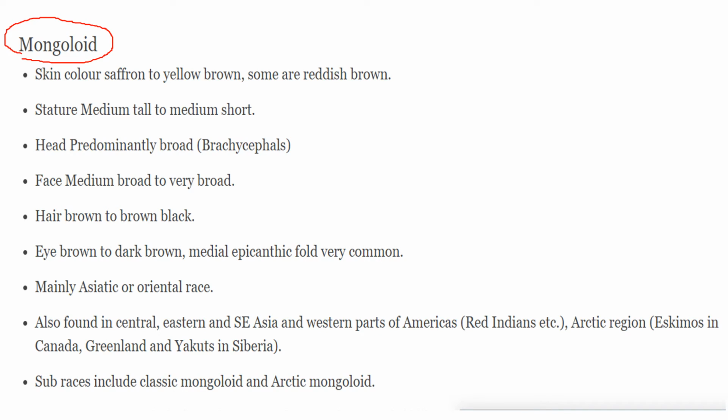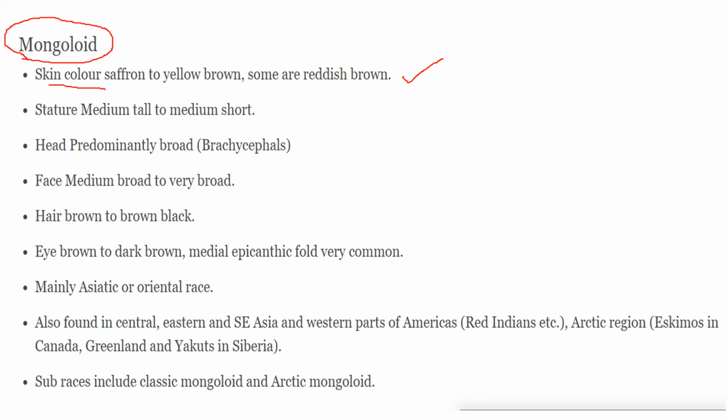It is Mongoloid. And what are the characteristics of this Mongoloid type of race? We are going to focus on that. Firstly, the skin color of this type of race is saffron to yellow brown, and some are reddish brown. It means the skin color is mostly saffron, then yellow brownish, and sometimes they are recognized as reddish brown.